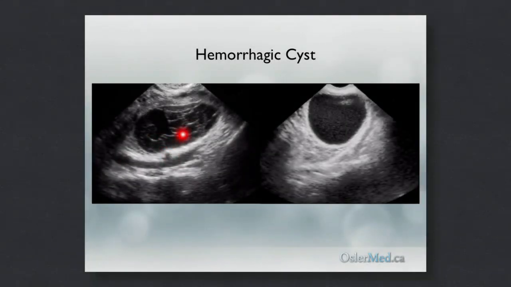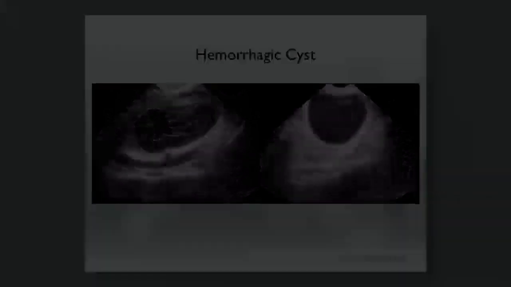And here's an example of evolution in the sonomorphology of a hemorrhagic cyst. The image on your left shows lace-like internal stranding, where 6 weeks later the stranding has broken down and we're left with a cyst of similar size with low-level internal echoes.